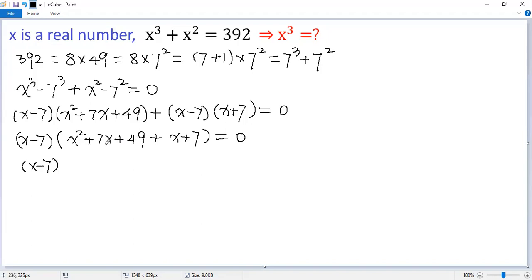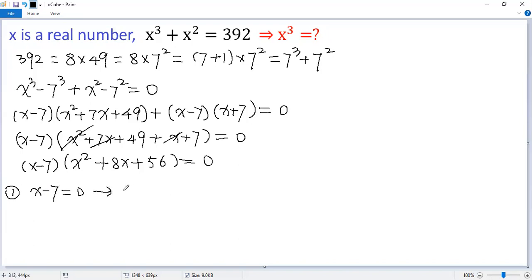Let's combine the second factor. Combine like terms, so we get x squared, and then 7x plus x, so plus 8x, plus 49 plus 7, 56, equals 0. So we have two cases to consider. One, x minus 7 equals 0. In that case, x equals 7.